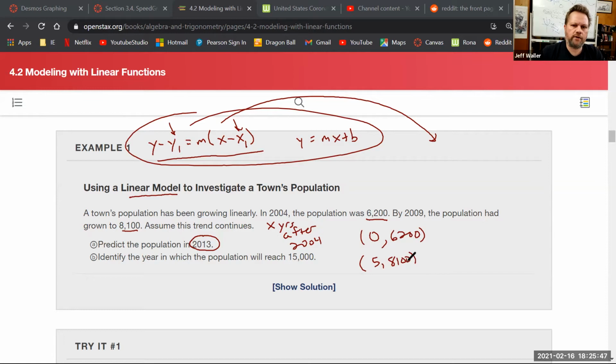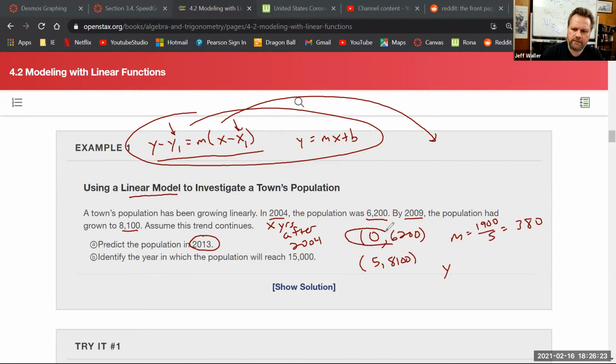We'd much rather not use a full year in an equation. So we're creating the equation, and it will do what we want it to. I want it to use years after 2004, and if I create it that way, that's exactly what it's going to use. The slope actually stays the same, because the difference between 5 and 0 is the same as the difference between 2009 and 2004.